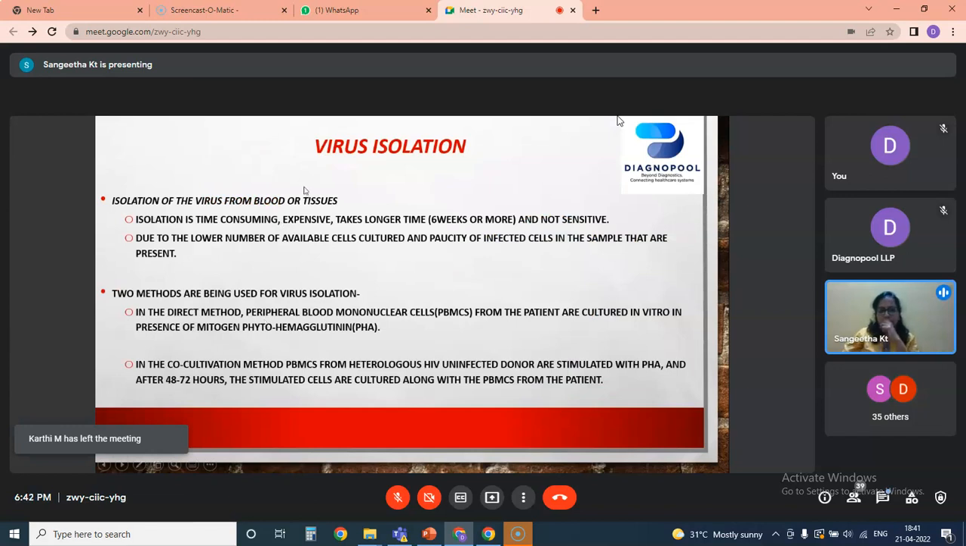So next is a virus isolation method, not very commonly used. Isolation can be done from blood or tissues. There are two methods, a direct or indirect method, where we use a co-cultivation method.